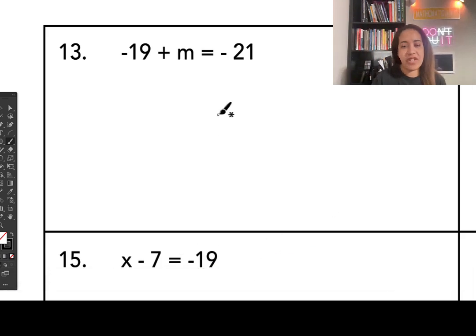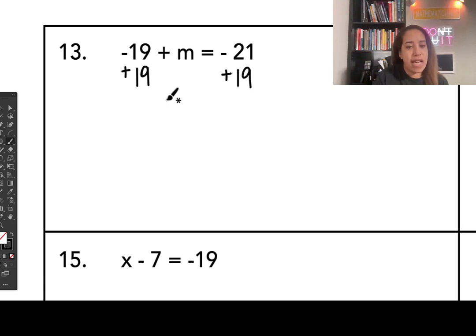Here's our next page. So this one looks tricky, but we're always going to find our variable and pay attention to the signs around it. This is like saying plus a negative. So we really want to cancel out a -19. When we have problems that say plus a negative, it's really like subtraction. So the opposite of subtraction and canceling out a -19 is addition. We are going to add 19 to both sides.